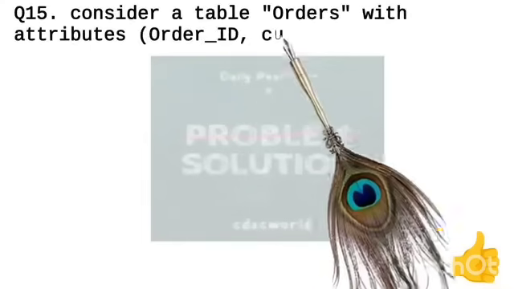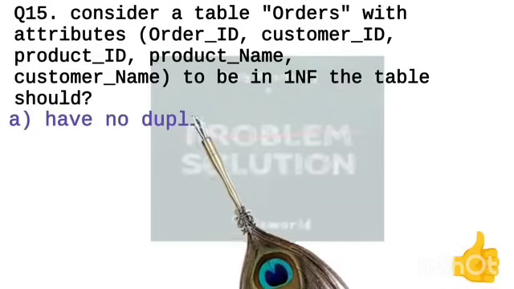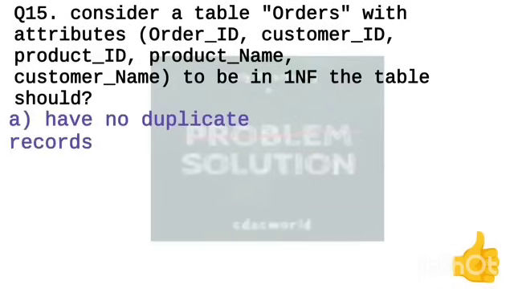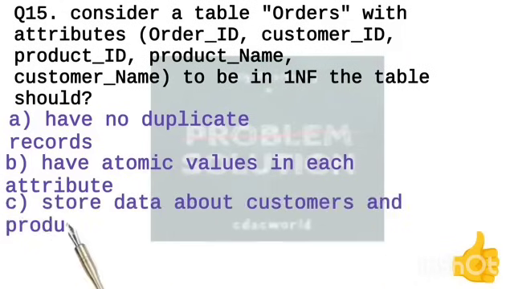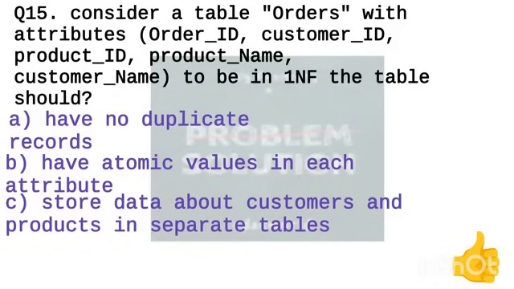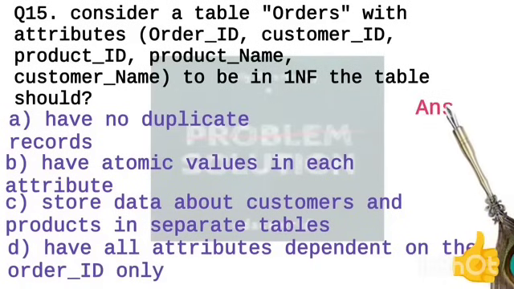Query number 15. Consider a table Order with attributes in brackets: order ID, customer ID, product name, customer name. To be in first normal form, the table should: Option A, have no duplicate records. Option B, have atomic values in each attribute. Option C, store data about customers and products in separate tables. And option D, have all attributes dependent on the order ID only. And the answer is B, have atomic values in each attribute.